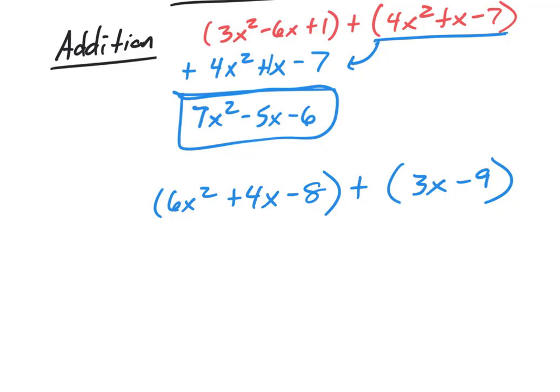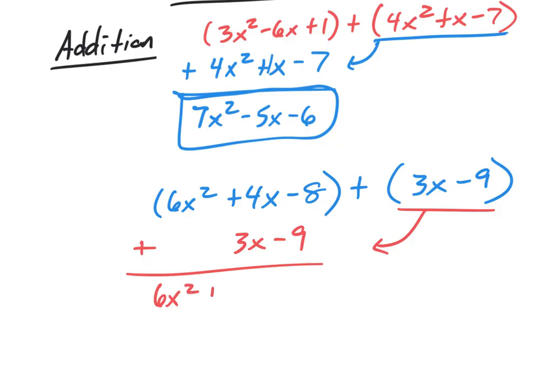So if we were to stack these, 3x goes underneath the 4x, minus 9 goes underneath the minus 8. Okay. So that shows me right there that I don't have any other x squareds to combine with the 6x squared. And so then, just really watch your signs. This is negative 8 plus negative 9, which would be negative 17. And then that would be our answer.